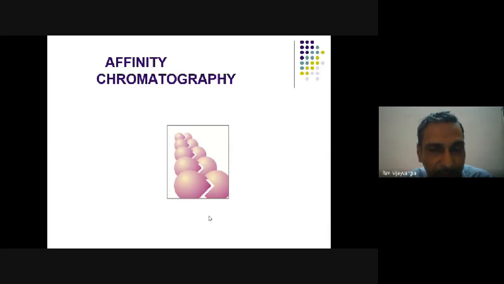Affinity chromatography is one of the most powerful chromatography techniques. It is called a single step purification technique because of the high affinity and very high specificity of the ligand to its binding partner. We can do affinity chromatography based on the natural affinity of biomolecules to each other, or we can also introduce affinity by putting in affinity specific tags. So both are possible.